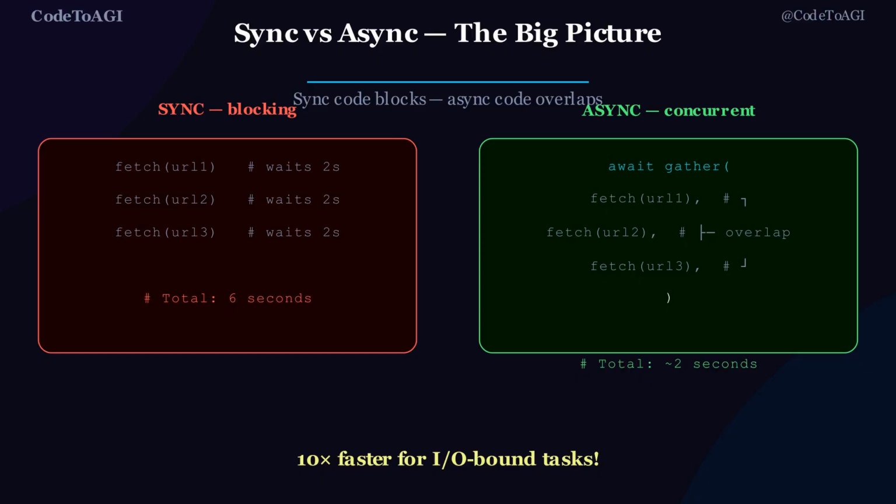Look at the left card, synchronous. Each request takes 2 seconds. 10 requests take 20 seconds total. Now look at the right card, asynchronous. You start all 10 requests at the same time. While one request is waiting for a response, Python works on the others. 10 requests still take 2 seconds total, not 20. Same network time, 10 times faster. This is not magic. It is the event loop.